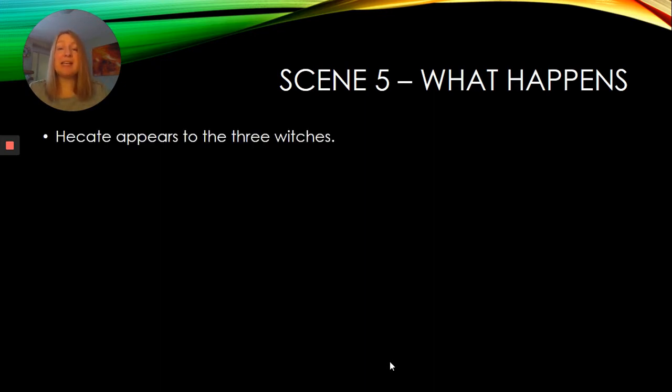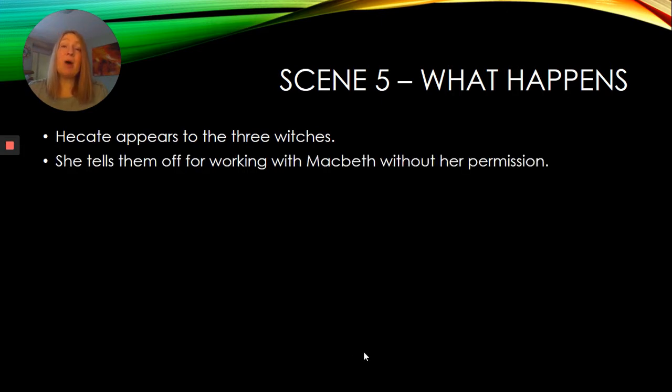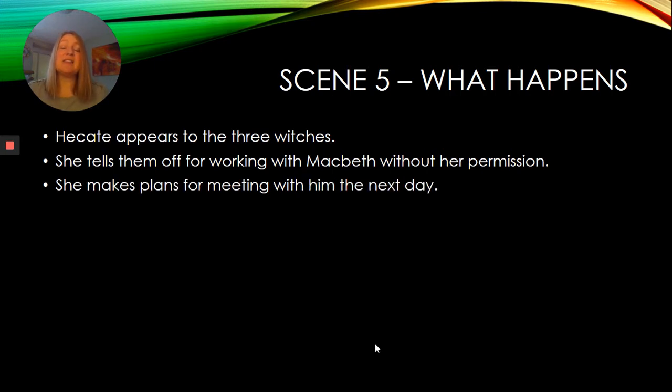What happens in scene 5? It's very simple and very short. The scene is Hecate appearing to the three witches, and she tells them off for working with Macbeth without her permission. We're going to talk a little bit about who Hecate is in a minute. So she tells off the witches and then gets herself involved, and she makes plans with the three witches for a meeting with Macbeth the following morning.